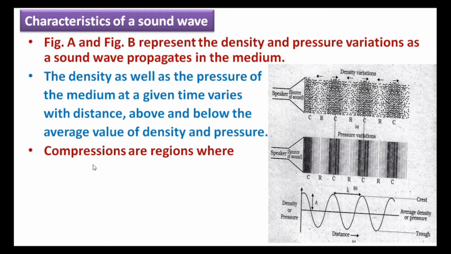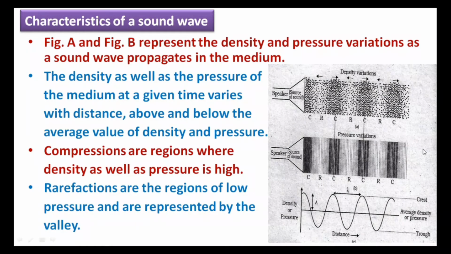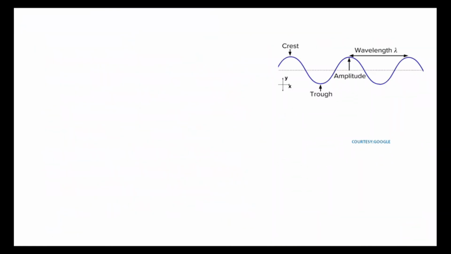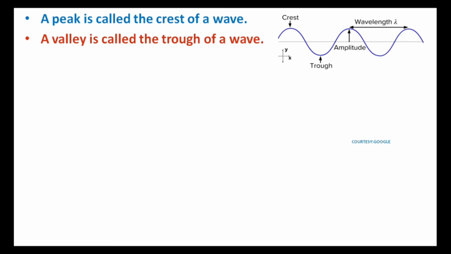Compressions are regions where density as well as pressure is high. Compression is denoted by C in the figures. Rarefactions are the regions of low pressure and are represented by valleys, and here R represents rarefaction. A peak is called the crest of a wave, as you can see in the figure, and a valley is called the trough of a wave.